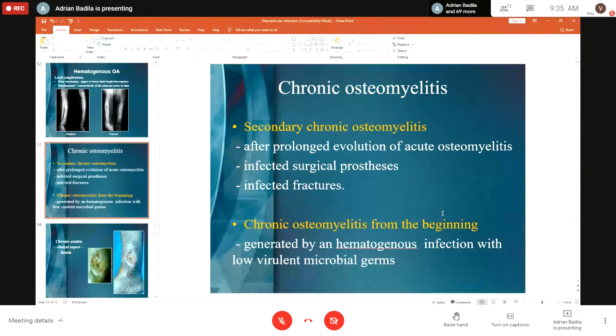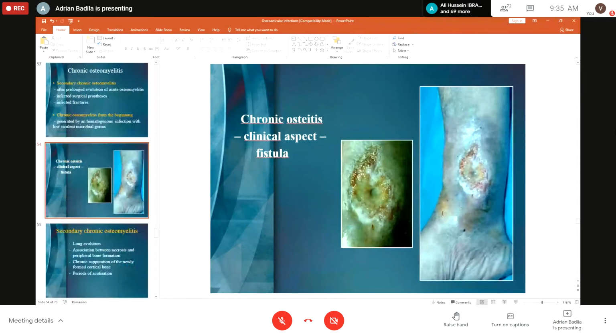The chronic osteomyelitis from the beginning doesn't have an acute phase, and it is usually generated by an infection with a low virulent microbial germ. The host body can contain the infection, and that will lead to a chronic osteomyelitis from the beginning. The clinical aspect of chronic osteitis with a fistula, and you can see pus inside the fistula.